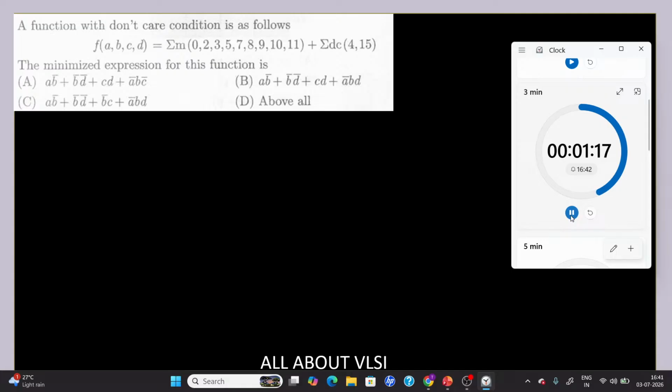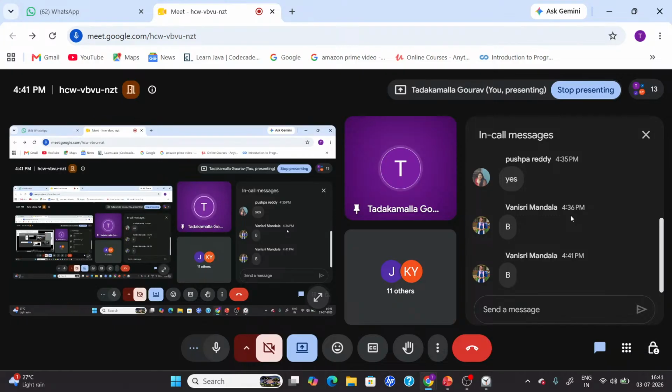So a particular function with don't care conditions is given. We are given min terms and don't cares. So we need to find out the minimized expression for this particular function.